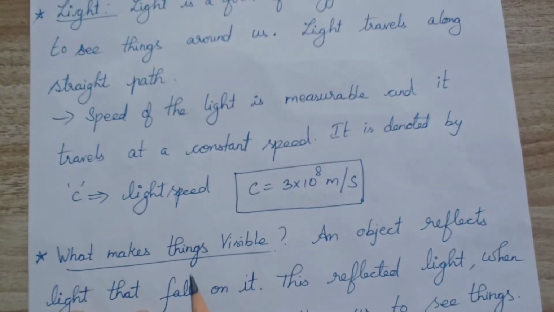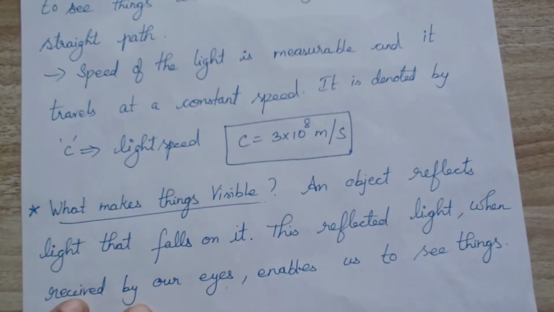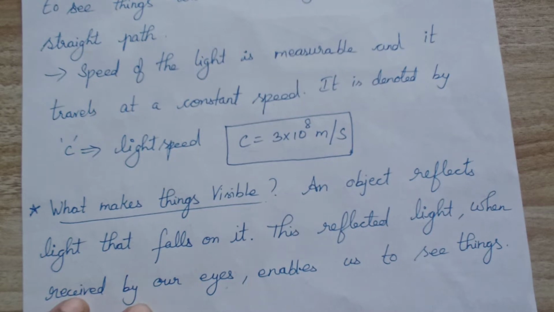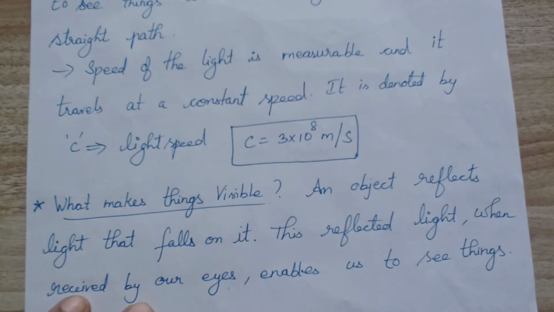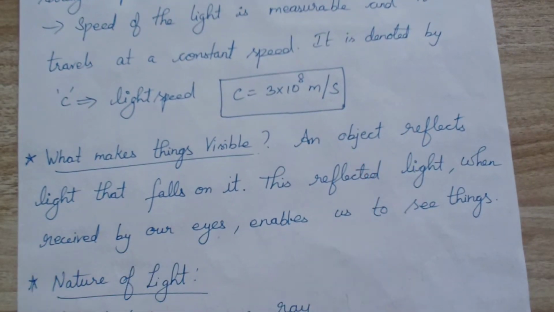Okay. What makes things visible to us? Whenever we are standing in a dark room, we are not able to see things. Once we switch on the light, we are able to see things. How is it visible to our eyes? If light falls on the object, once it strikes, the object will start reflecting, right? This reflected light, when received by our eyes, enables us to see things. An object reflects light that falls on it, and this reflected light when received by our eyes enables us to see things.